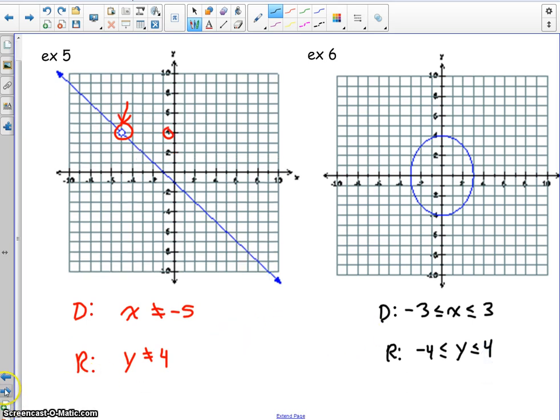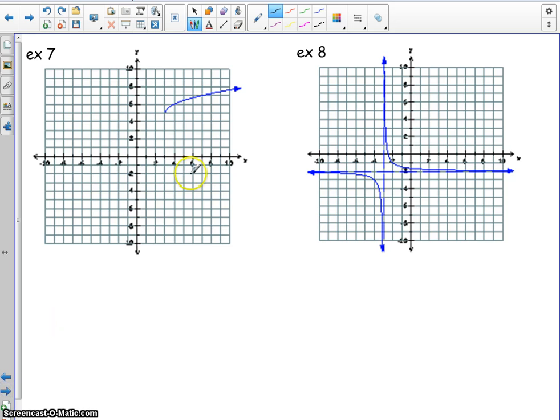A couple more, again just getting used to the notation here. Number 7, it starts here and just moves over, continues on forever in this one direction, but stops here. So for our domain, any x value exists as long as it's to the right of 3. So x is greater than or equal to 3. For my range, the smallest y value is 5, but it goes up above there forever, so y is greater than or equal to 5.